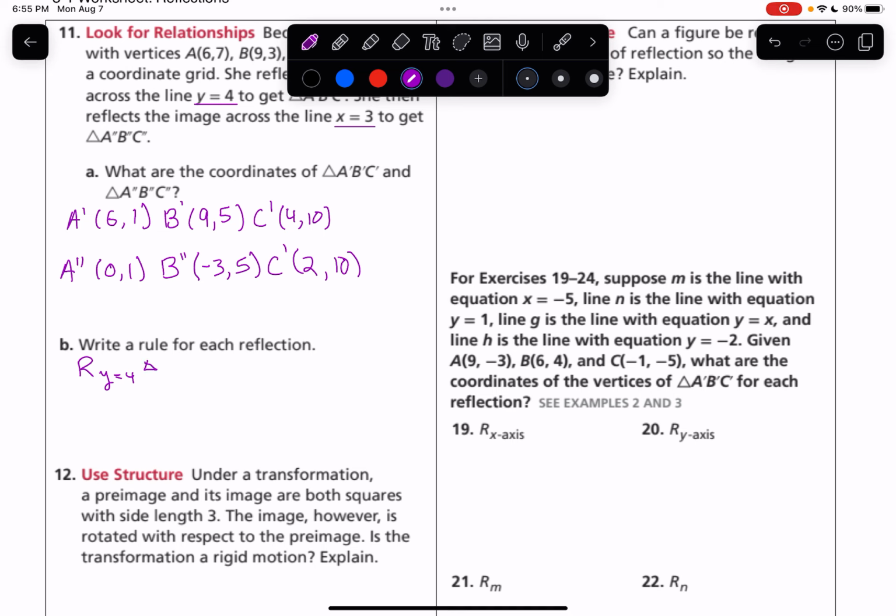So we're going to write what we're reflecting, triangle ABC. Our next reflection is also going to be a reflection. This time it's across the line x equals 3. And this time we are reflecting triangle A prime, B prime, C prime. So we're reflecting that image, triangle A prime, B prime, C prime. And that's going to be the rule for our reflection.